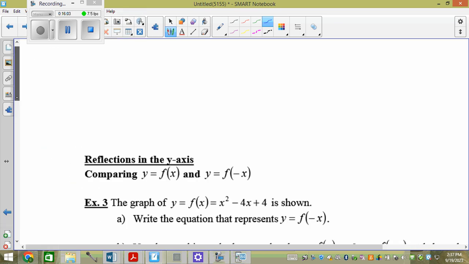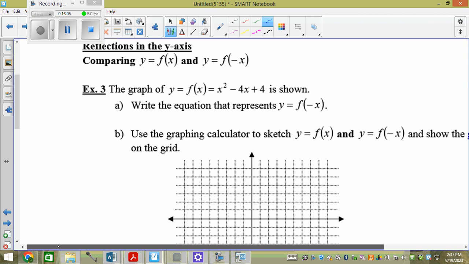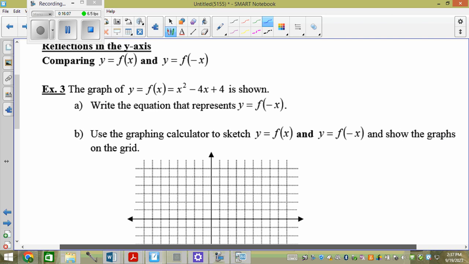So, now we're still going to use some grade 10 again today. We always use grade 10. Grade 10 comes up a lot. So, here we have y equals f of x and y equals f of negative x. So it's a reflection in the y-axis.